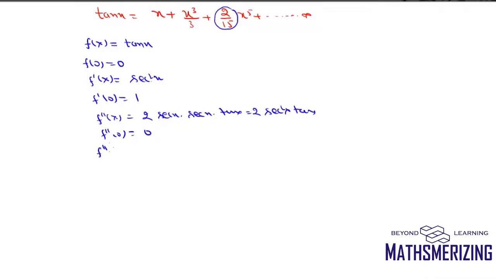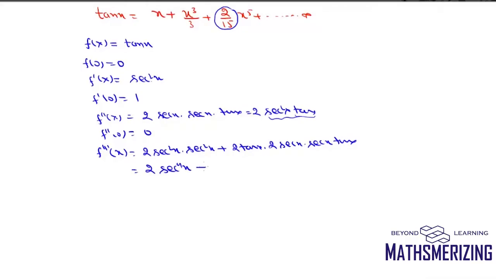Now I'll differentiate it a third time. So the triple derivative. If I differentiate it again, here I'll need to use the product rule. So I'll get 2 secant square x, now the derivative of tan x is secant square x, and then plus, now here 2 tan x as it is, and now the derivative of secant square x is 2 secant x into secant x into tan x. So that will simplify to 2 secant to the power 4 x plus 4 secant square x into tan square x.